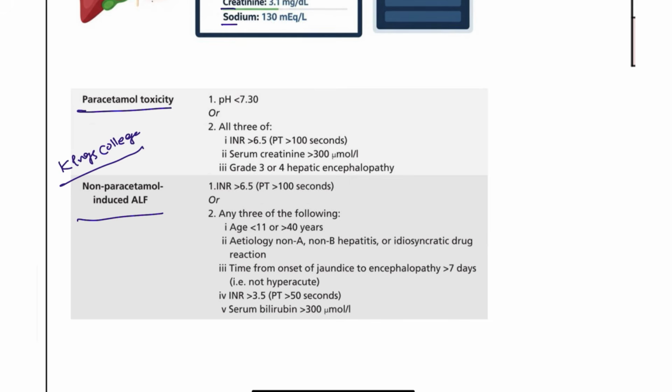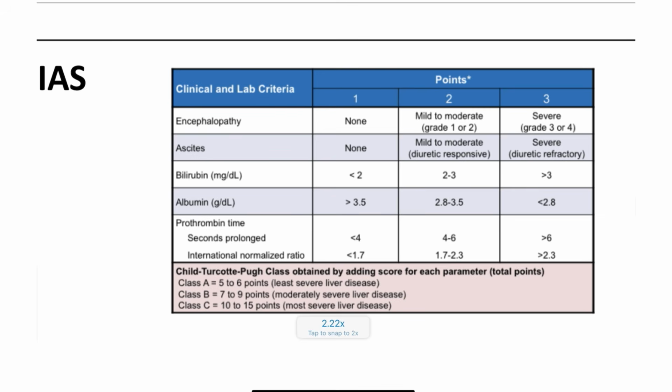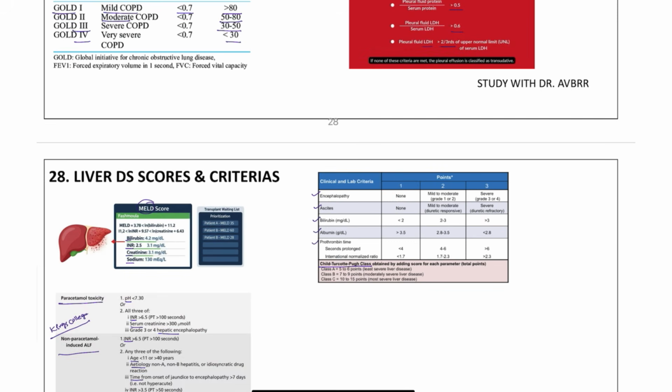The important points in the paracetamol criteria: you are going to see the pH and INR, serum creatinine, and whether it is grade 3 or 4 hepatic encephalopathy. And in non-paracetamol, we are going to check the INR and then patient age, etiology, time of presentation, and serum bilirubin. And last one, Child-Turcotte-Pugh scale, in which you are going to check encephalopathy, ascites, bilirubin, albumin and prothrombin time. Again, values and numbers are not so important. Okay, that is the one thing that you have to remember.